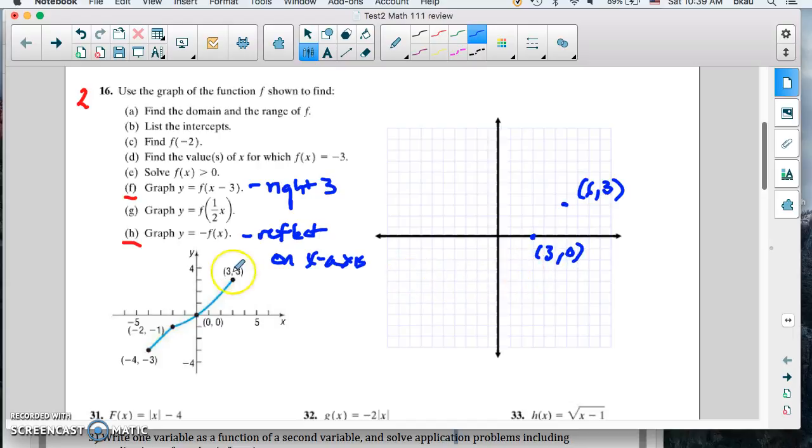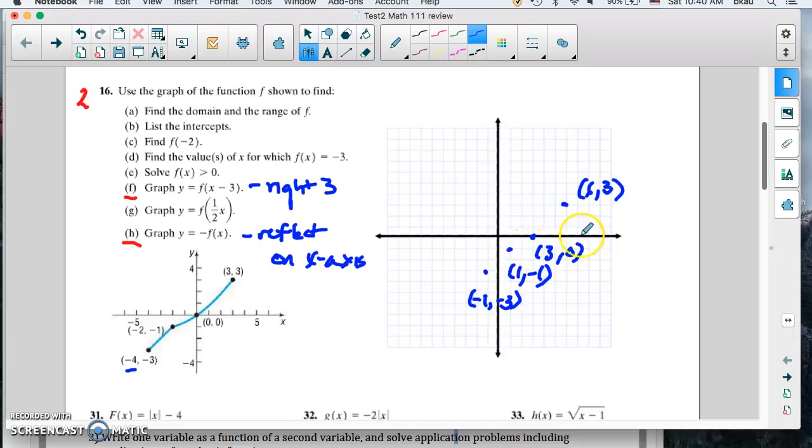And -2, -1 would shift over right 3 units, so it would be 1, -1. And this one here, the 4 would shift over 3 to the right, so that would be -1, -3. It would shift to here.